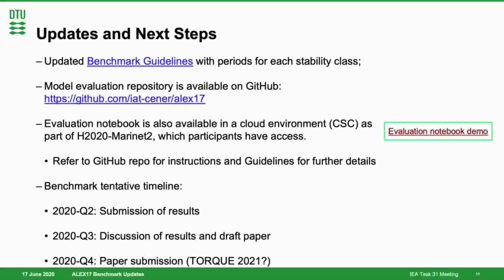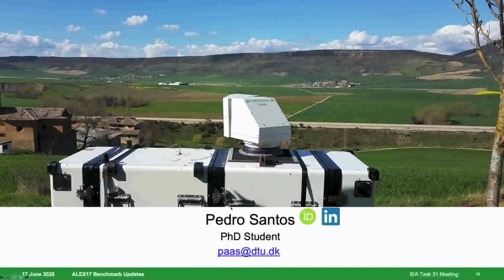work with a timeline that is based on using the Q2 of 2020 for submission of results, the Q3 for discussion of the results and start drafting a paper with the participants that have submitted results. And until the end of the year, perhaps starting preparing a publication aiming for TORC 2021 or some other conference that can be discussed. So that's for me. I would like to thank for the opportunity to record this talk, and feel free to get in contact.